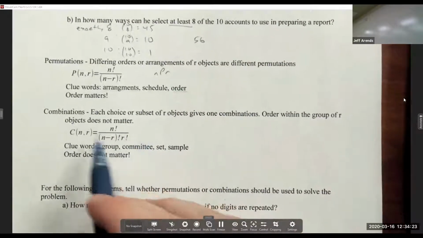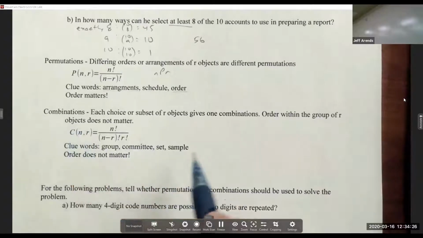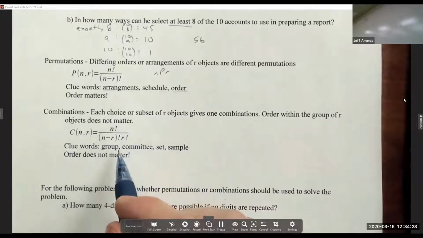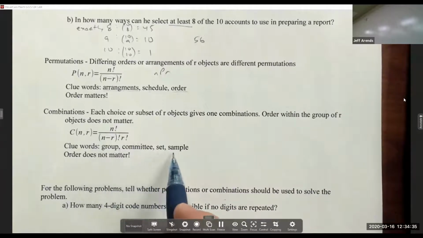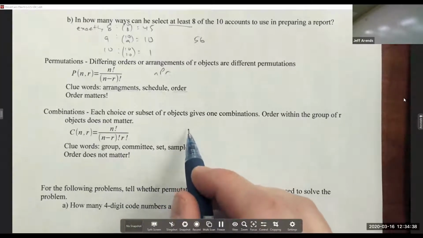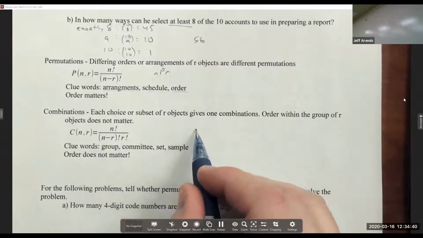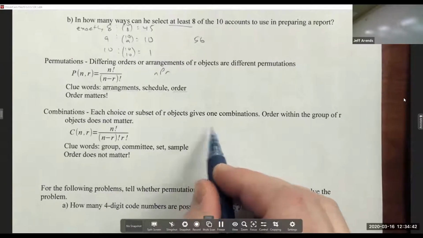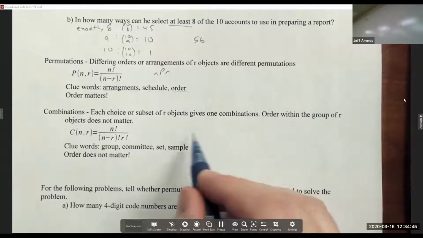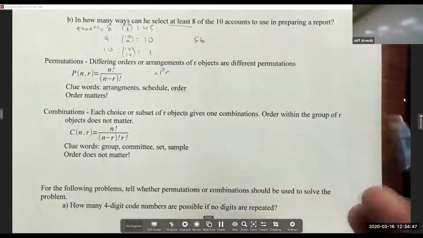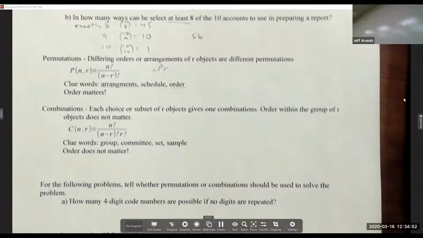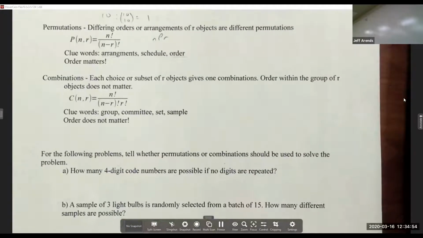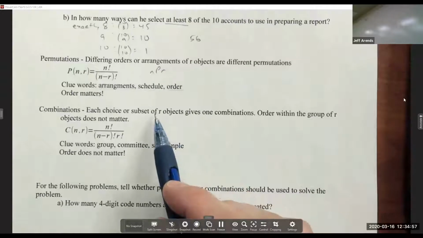With combinations, combinations are what we get when order does not matter. We know we're talking about combinations if you see the word group or committee, a set or sample, basically if you don't care. Say you do Bob and then Charlie versus Charlie and then Bob, if you wouldn't count that as a separate counting, then you know order does not matter and you should be dealing with combinations. But you're still starting with a larger group and picking some smaller amount out of that larger group.